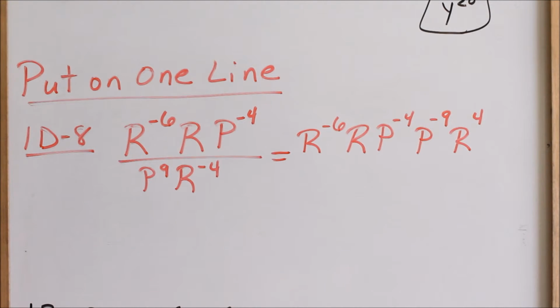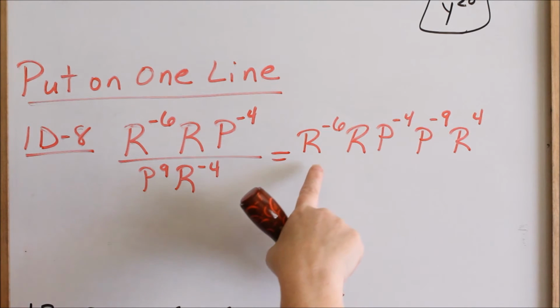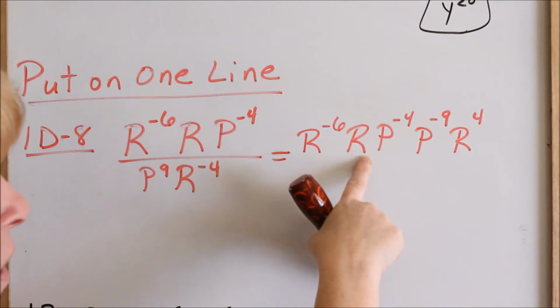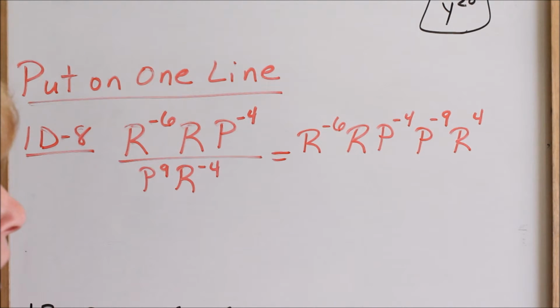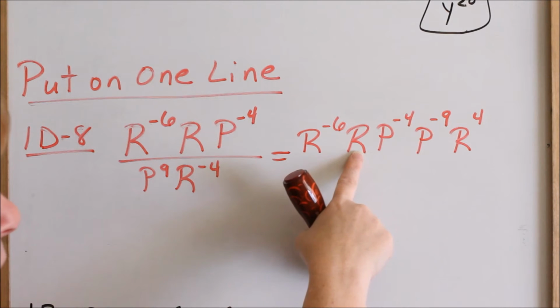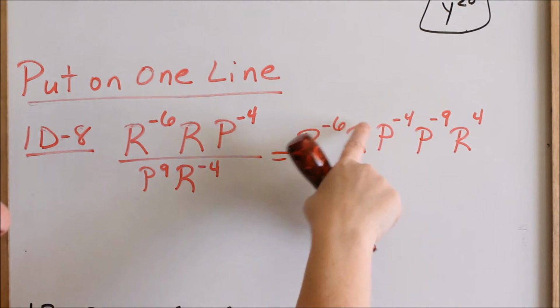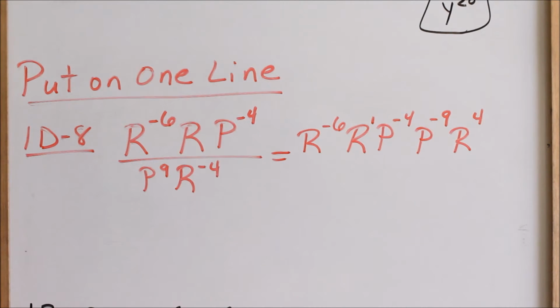Now everything is on one line where everything is multiplied, and now it's just a matter of combining like terms. R's to R's and P's to P's. If you want to move it around to put all your R's together, that's fine. The one thing I want to remind you is this R right here. What is the exponent on this R if it's just R? When there's no number there, that is an implied 1. R to the 1. So if you want to write a 1 to help you, that's fine.